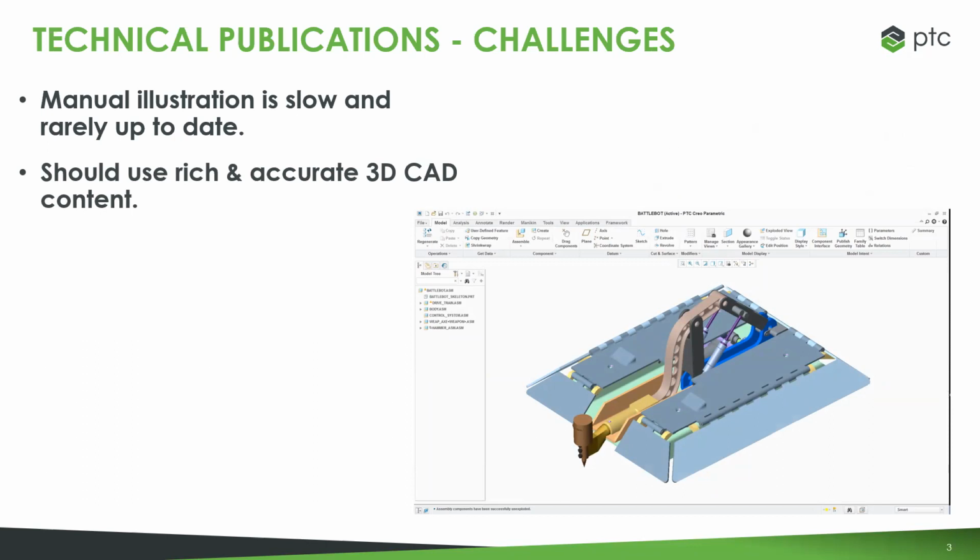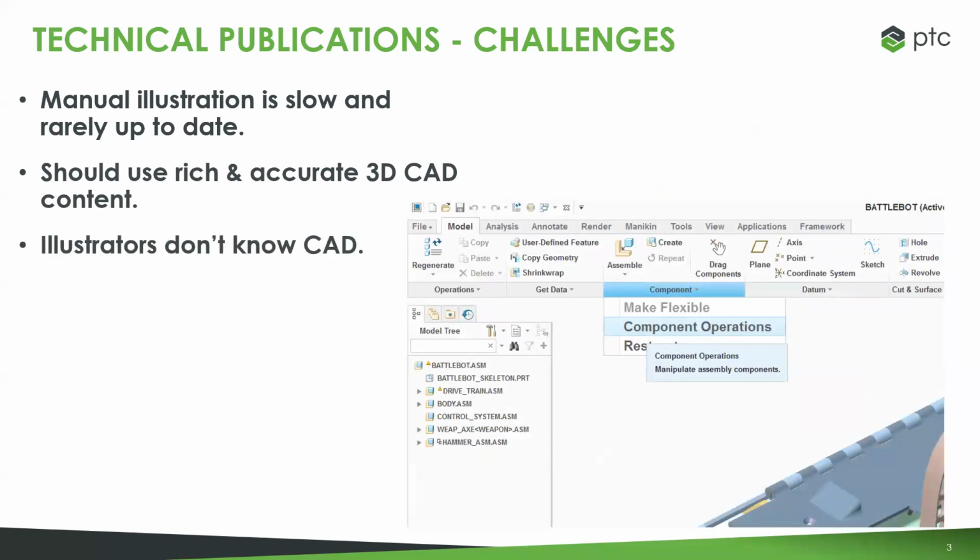Something that most companies normally have available is very rich, accurate CAD models. And with that, there's a lot of great information that you can work with. But the problem is the illustrators that are creating that documentation oftentimes either don't know, simply don't work with CAD, or just don't have the tools. Even if they do have CAD, whether it be Creo, SolidWorks, CATIA, NX, those tools really don't provide what you need for the illustrator to do their work.